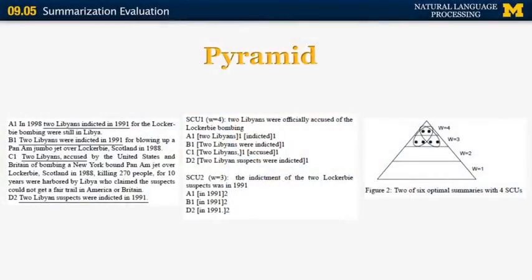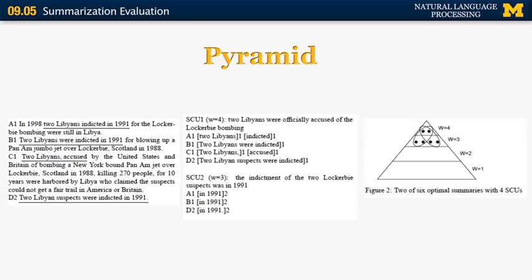So here's an example from the Nenkova and Passonneau paper. You have this kind of pyramid where the SCUs that appear in the most documents are shown on the top of the pyramid. Then you have the ones that appear below and so on. The ones at the bottom of the pyramid are the ones that only appear in one of the reference documents. So what are the optimal summaries that include 4 SCUs?